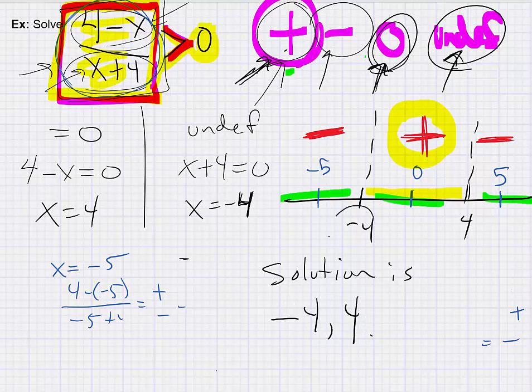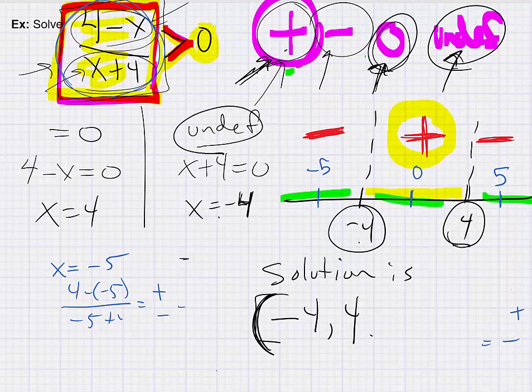Now the question is, what about this? What about this? Do I want them in my interval? Do I do a bracket? Do I do a parenthesis? Which one is it? Remember, this is where the function's undefined. This is where the function is equal to 0. We don't want to be equal to 0 or undefined. We want to be just greater than 0. So parenthesis, parenthesis, don't include either of them.